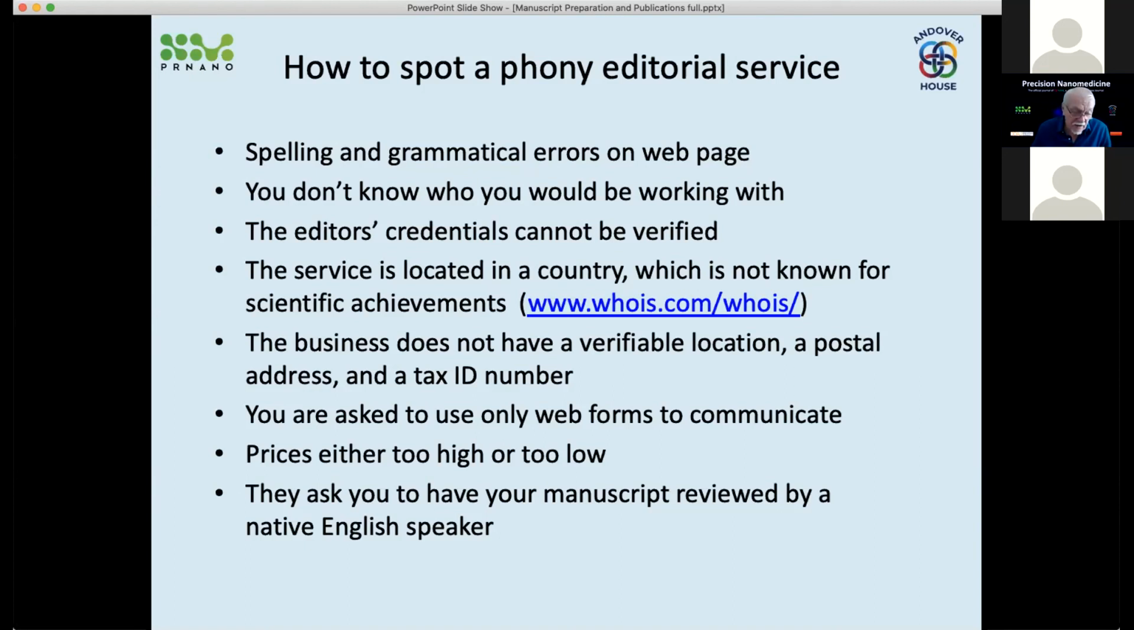Once you find out the title, you go to www.whois.com, and you can actually find the computer located in which country and maybe even in which town. So you can look it up from there. The business doesn't have a verifiable location and a tax ID number. Legal businesses have a tax ID number and a postal address. You are asked to use only web forms to communicate. Again, this is usually used to cover up the location.